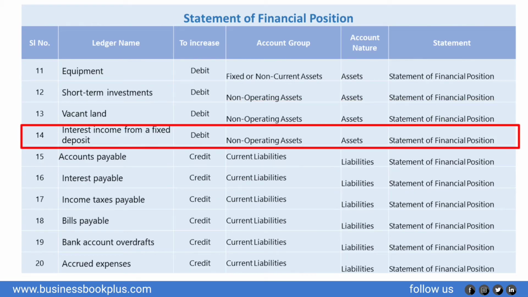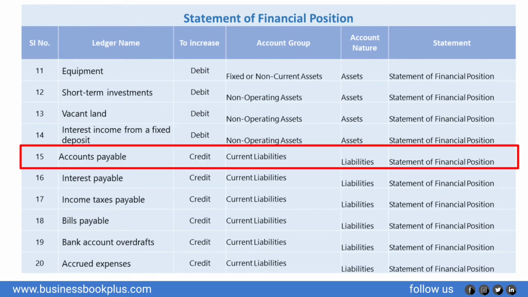Interest income from a fixed deposit. Increase with debit. Account group non-operating assets. Account nature assets. Affects the statement of financial position. Liability groups. Accounts payable. Increases when credited. Comes under current liabilities account group. Account nature liabilities. Affects the statement of financial position.